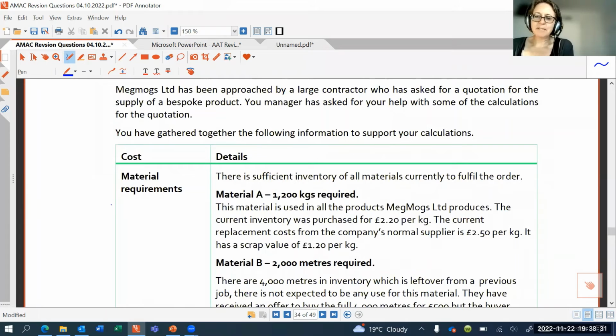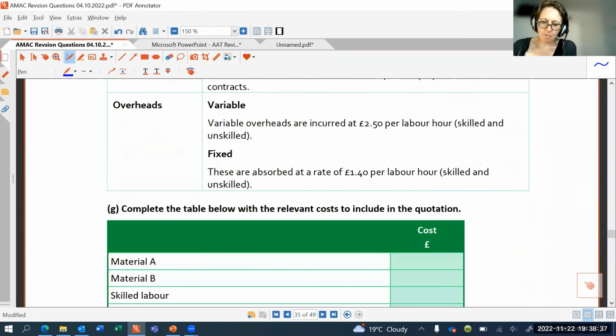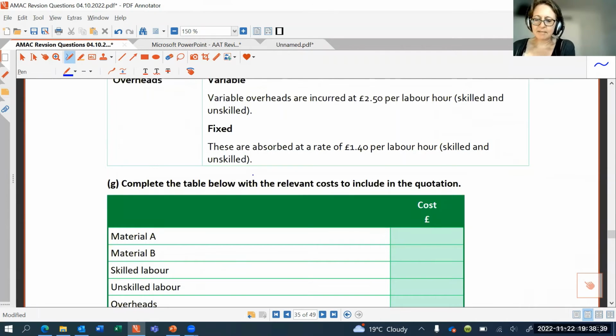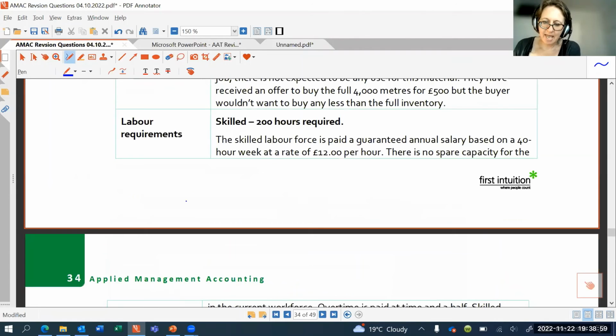So when I produce a quotation for this bespoke product, I look at the requirement here, it says complete the table with the relevant costs to include in the quotation. So remember the concept of relevant: future, cash, incremental. So things that are changing as a result of this decision. So shall we have a look at material A?